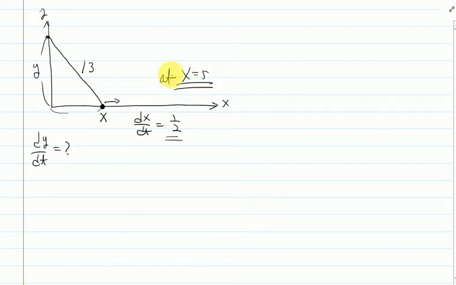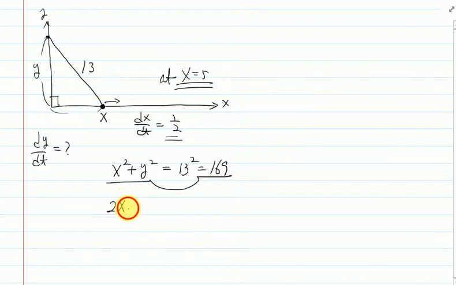So we need the relation between x and y to calculate it, and that is a right triangle, so it must be x squared plus y squared equals 13 squared, which is 169. So from there, when you take the derivative on both sides with respect to time t, it looks like this, and the right-hand side becomes 0. Okay, then dx/dt is 1/2. Good. And dy/dt is what we are looking for.